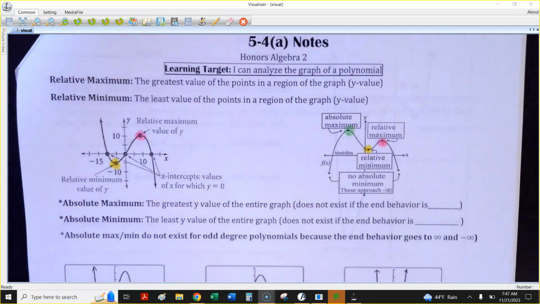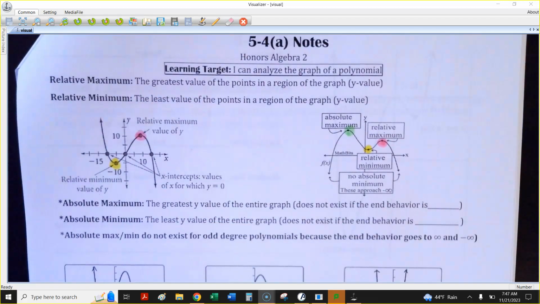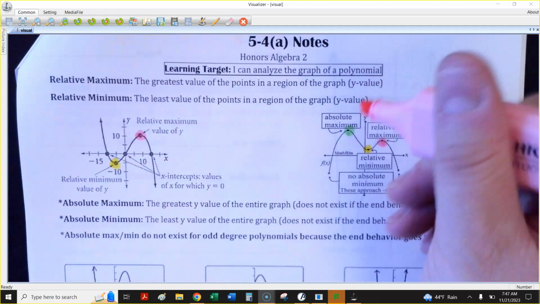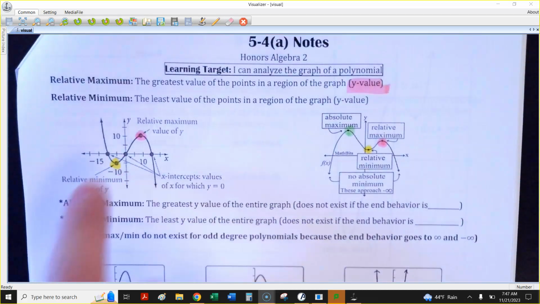But what I want to show you here is what we call relative maximum, relative minimum. So it just has the definition for you at the top. It says the greatest value of the points in a region of the graph, and specifically it's going to be the y value of that point. So it's not going to be the x value, it's just going to be the y value of that point. If you look how this graph goes, one side goes up to positive infinity, one side goes down to negative infinity, but in between here, we also call these a turning point.